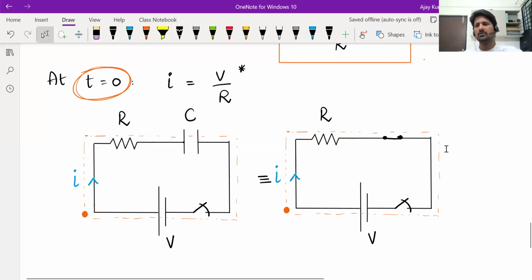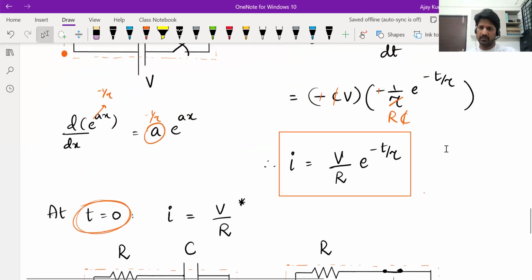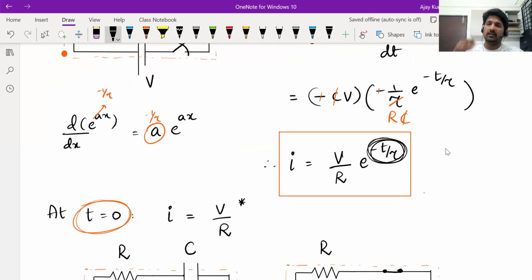So this is how the circuit behaves just for one moment initially. The next moment, the capacitor gets some charge. Then there will be some potential difference across the capacitor. Then the potential difference across the resistor won't be equal to V. It will decrease. They'll start sharing. That's why the current decreases. You can observe the current equation. There's a power minus t here. As time increases, since the power is negative, the current value decreases. We'll draw the graph also.